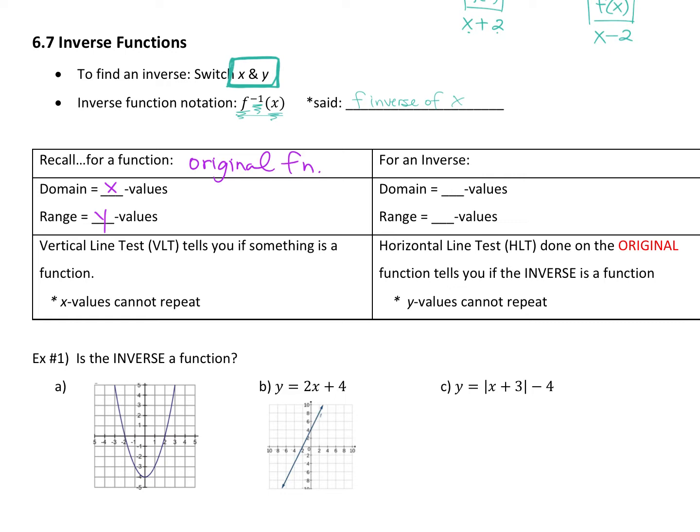And we did something called the vertical line test. Do you remember that? VLT, vertical line test, to see if something was a function. Do you remember how the vertical line test works?